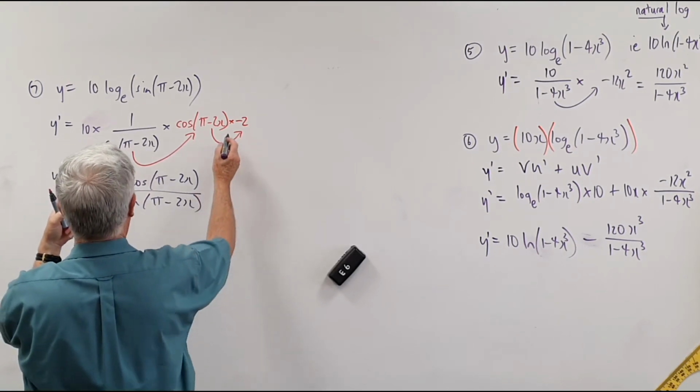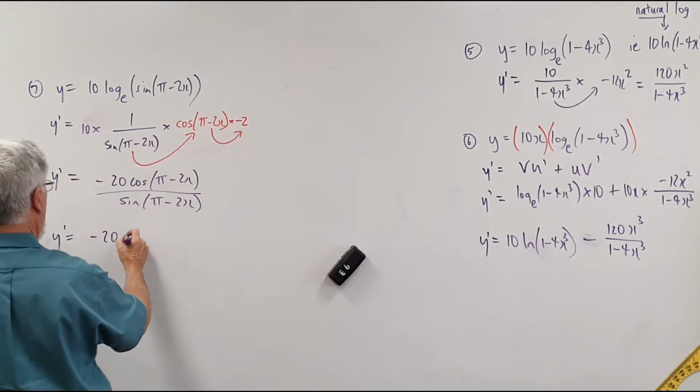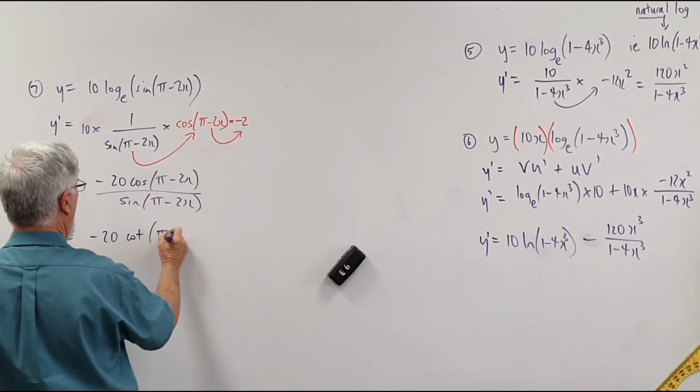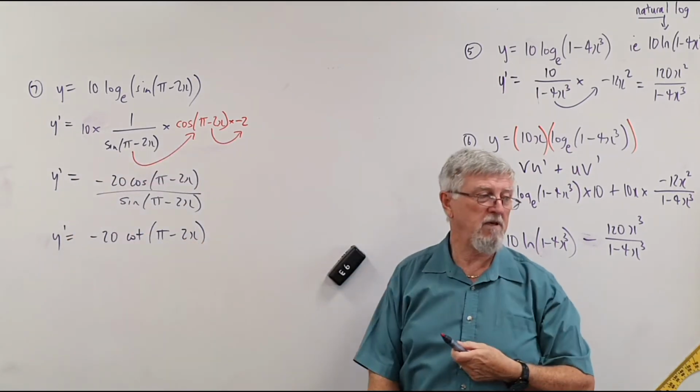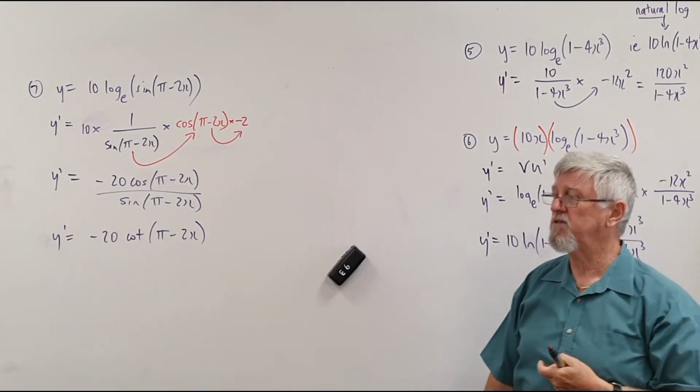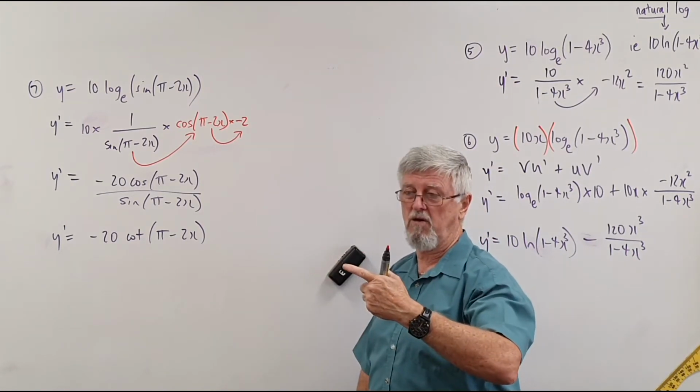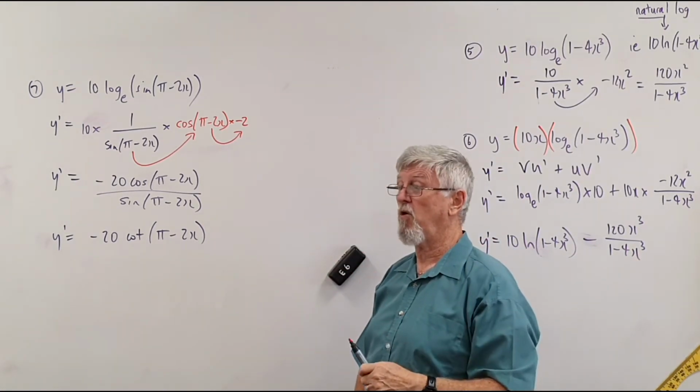Have I written everything? I didn't miss anything? No, I think you got it all. Cos of pi minus 2x. So for the sake of those who go further, just for those who don't understand, the upside down of 10 is cotan, which we just write cos.